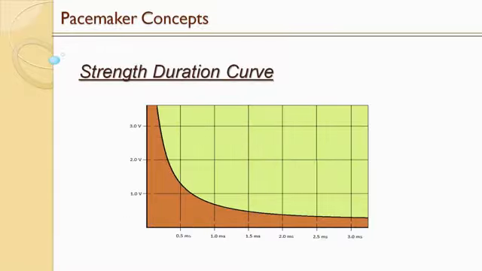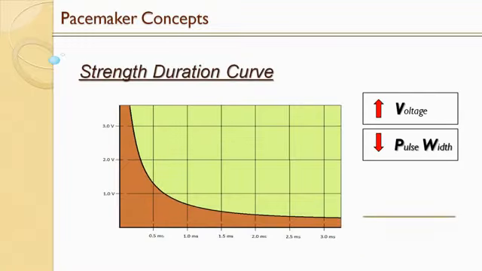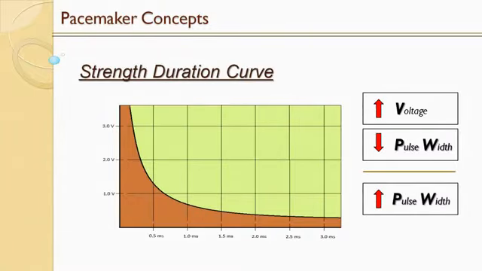An interesting thing that the strength duration curve is showing us is that if we increase our voltage, we could probably decrease our pulse width and still capture the heart. And vice versa. If we increase our pulse width, we could probably decrease the voltage and still safely capture the heart.